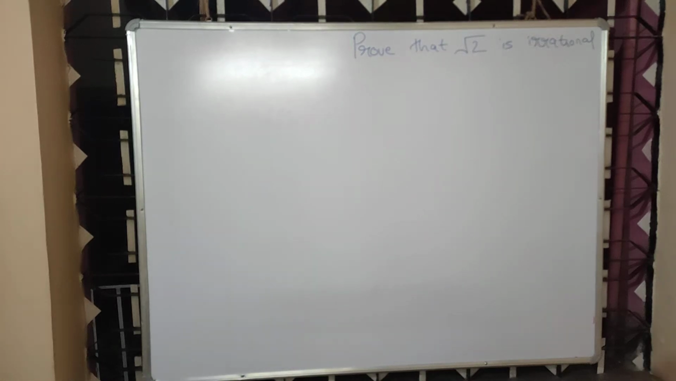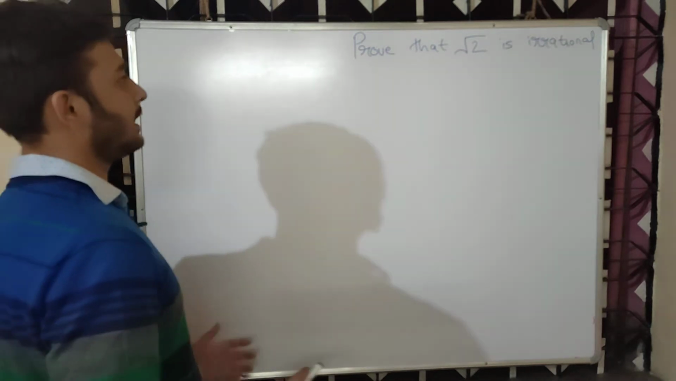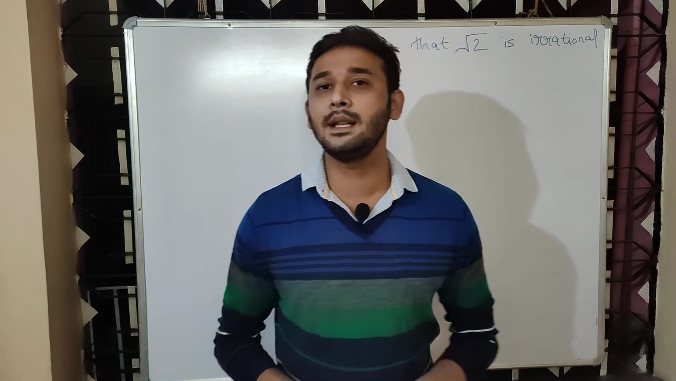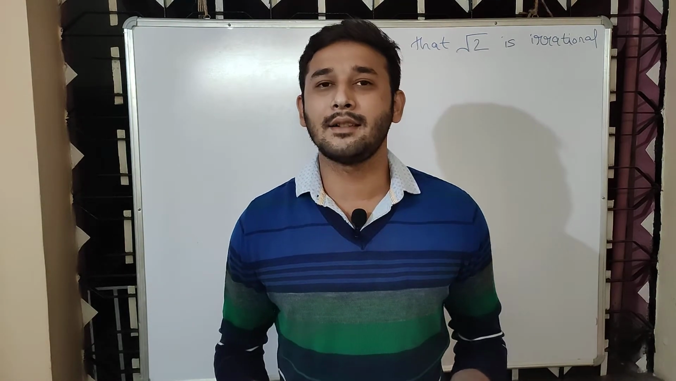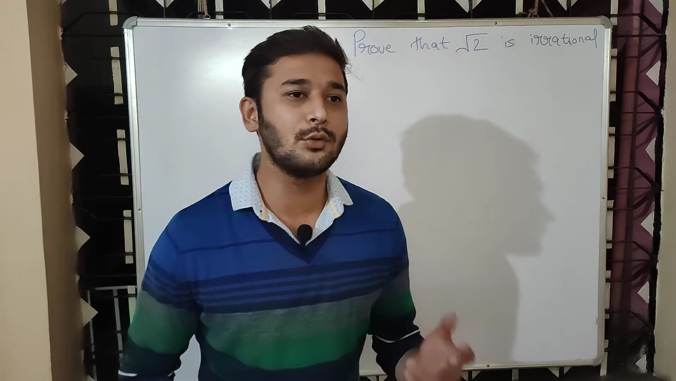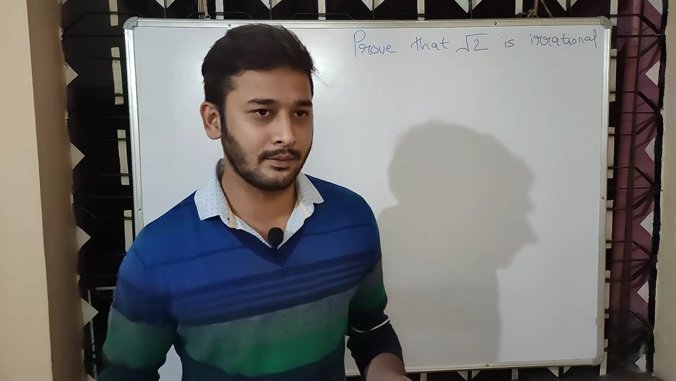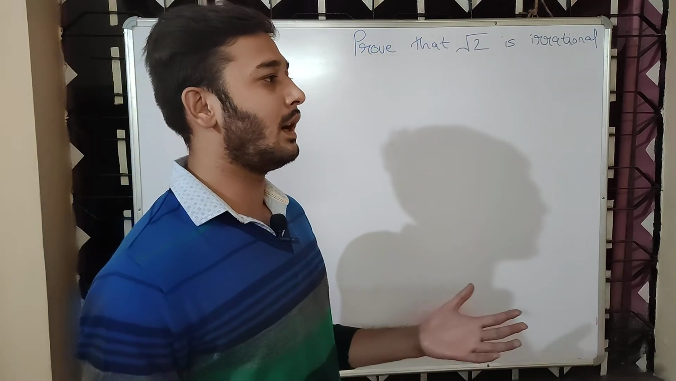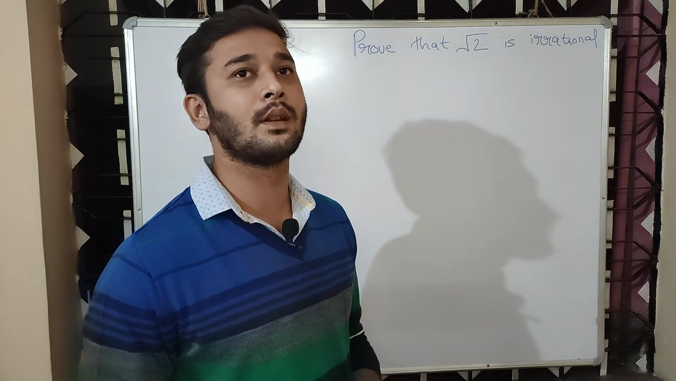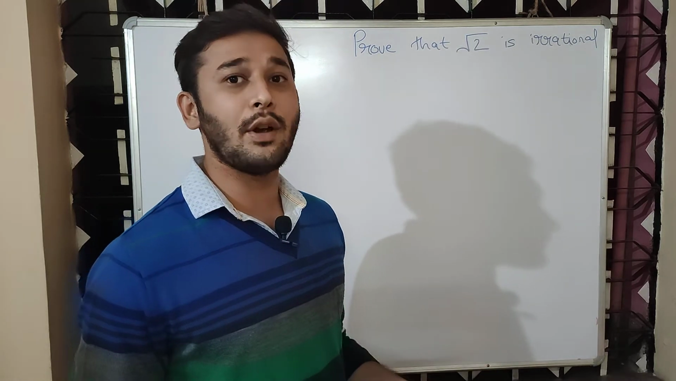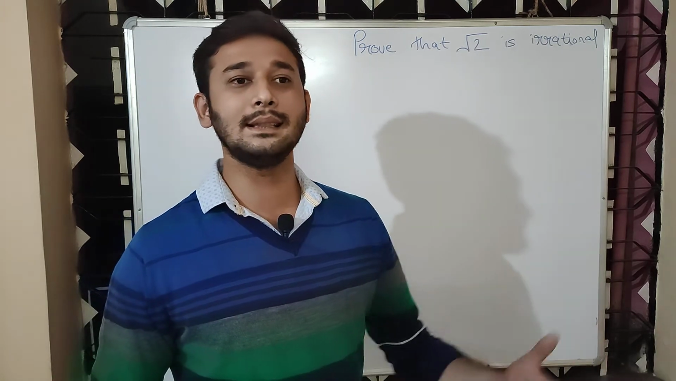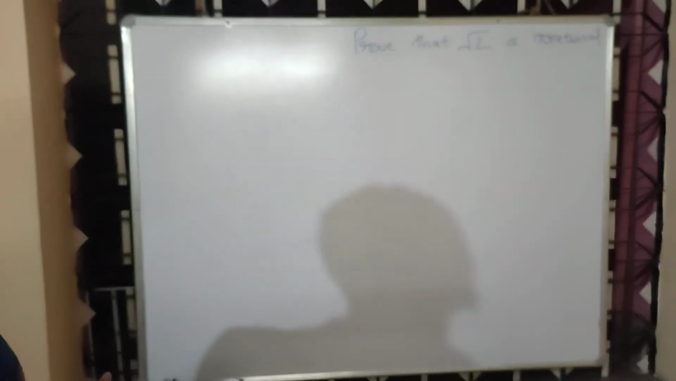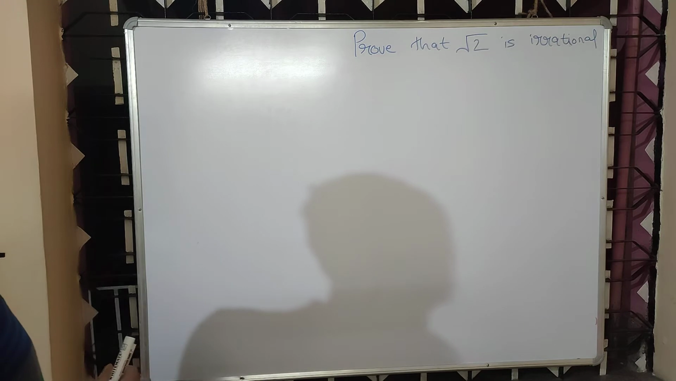So to prove root 2 is irrational, the method which we are going to use is the method of contradiction. Contradiction means opposition, clash, disagreement. Two statements are said to be contradictory if only one of them can be correct. Like a snowy summer, or an atheist going to the temple. If a person is an atheist, how will he go to the temple? So two statements are said to be contradictory if only one of them can be correct.